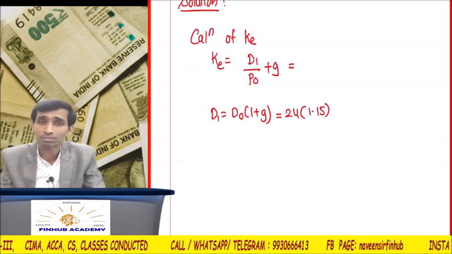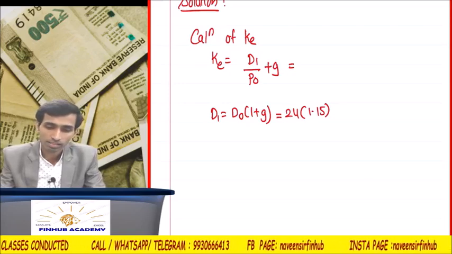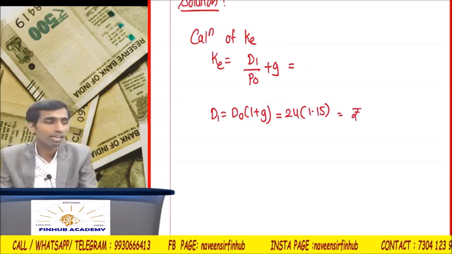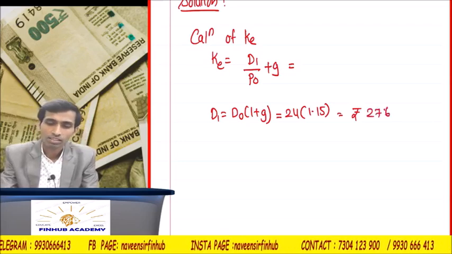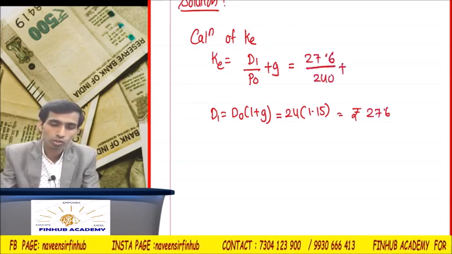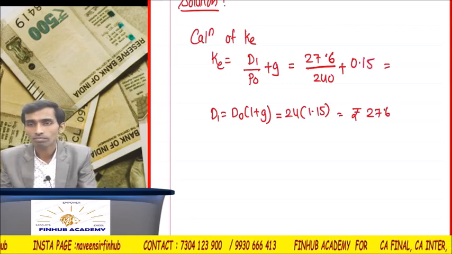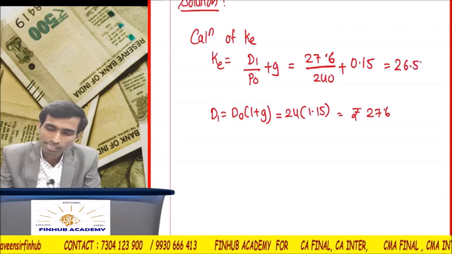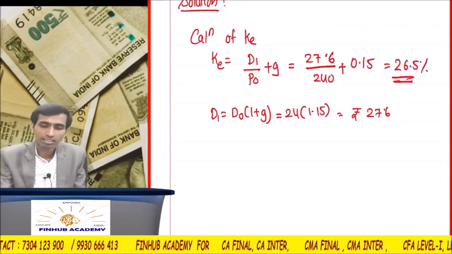D0 into 1 plus g will give me D1. Current market price. So 24 into 1.15 is 27.6. 27.6 divided by price 240, plus growth in decimal, 0.15. The answer is 26.5%. So this is K.